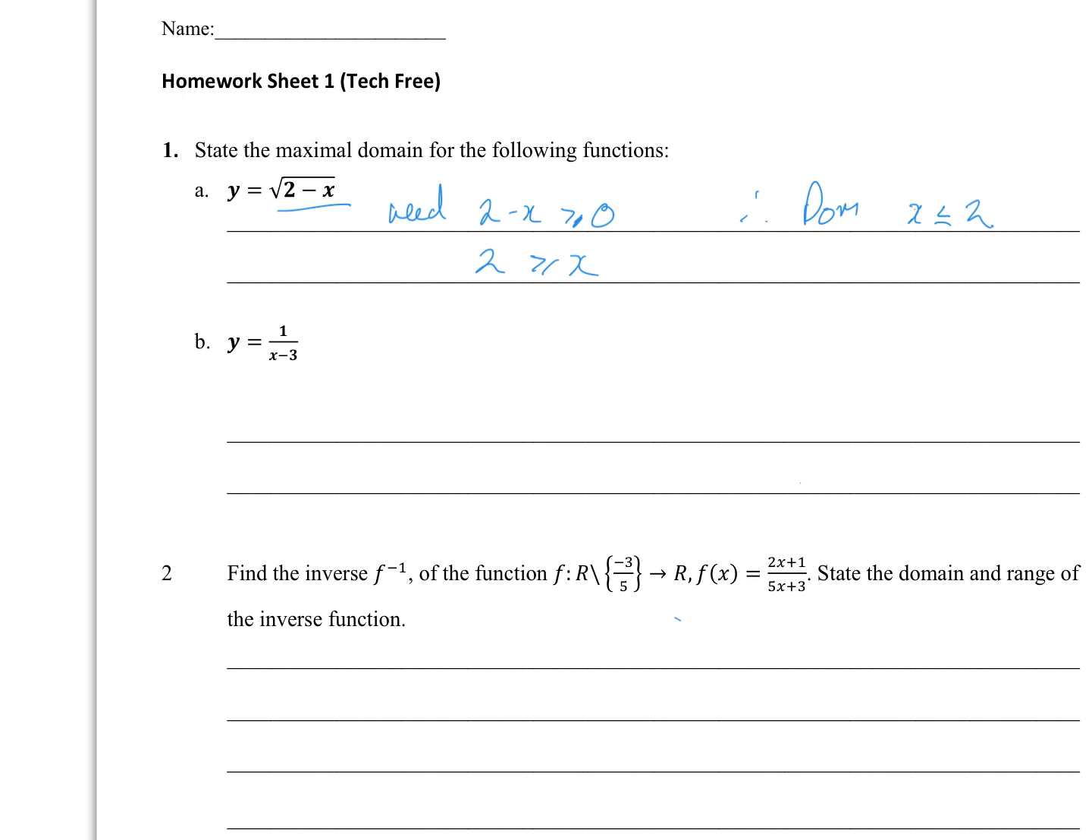All right. Similar for the hyperbola, we just need the denominator to not be 0. So in this case, I need x minus 3 to not equal 0, so x cannot equal 3. So we could say x is an element of R excluding 3 if we wanted to formally write it.